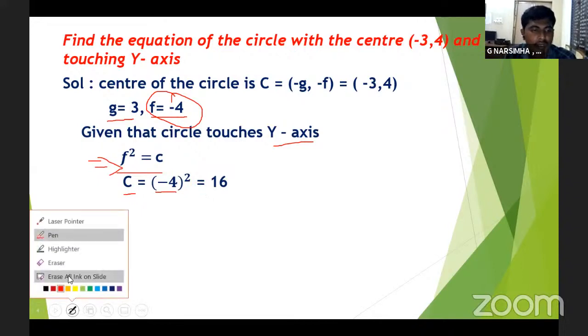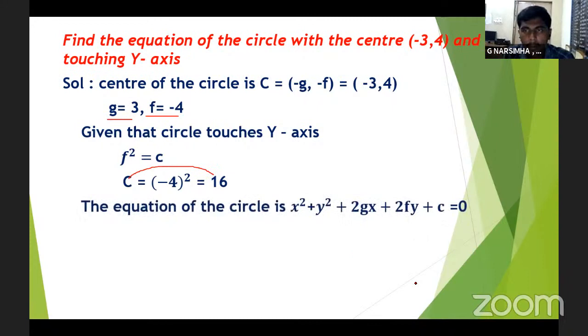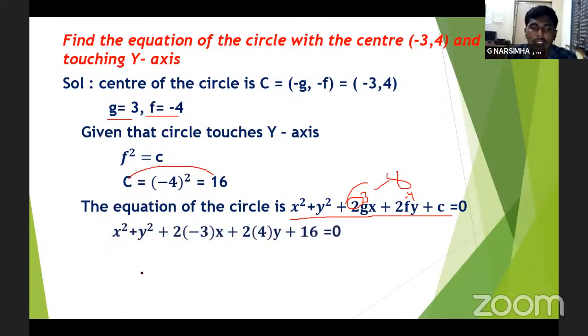Just observe these steps in this solution. g is given, that is 3. f is given, that is minus 4. We have already found the value of c is 16. Now we can find the equation of the circle, that is x square plus y square plus 2gx plus 2fy plus c is equal to 0. Just substitute the values of g, f, c: x square plus y square plus 2 into 3 into x, that is 6x, and 2 into minus 4 into y, that is minus 8y. Therefore, the required circle is x square plus y square plus 6x minus 8y plus c is equal to 0.